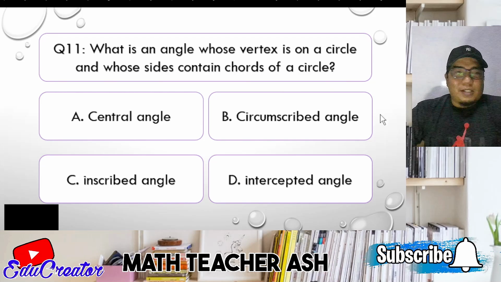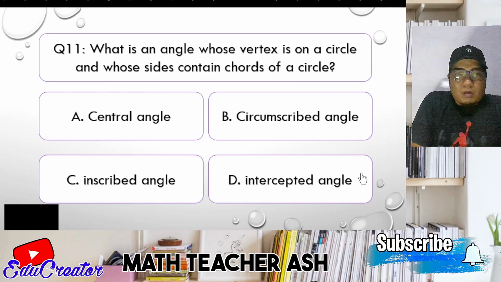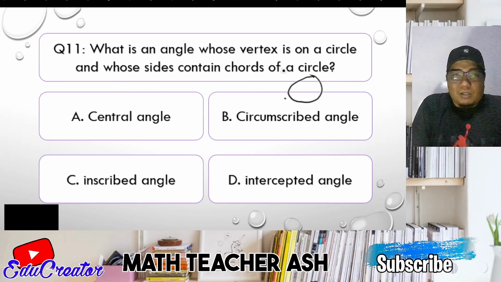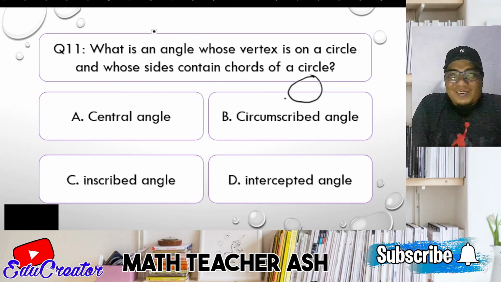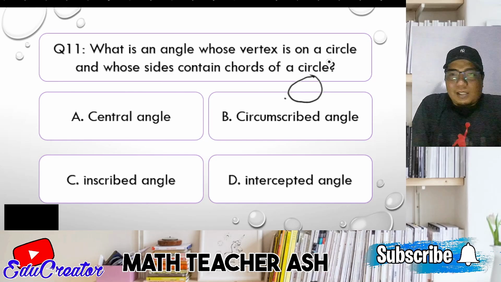Okay, my dear math learners, napakadali lang ng question na ito. Ganito lang ang mukha niyan. So, if meron kang, let's say, ayan, meron ka daw circle. Ayan, pasensya na kayo sa circle ko. Okay. So, what is an angle? So, gagawa tayo ng angle dito. Whose vertex is on the circle? So, on the circle ang vertex niya. So, let's say ganito. Yan, on the circle. Tapos, whose sides contain the chords of the circle? Contains the chord. Yun. Ayun.